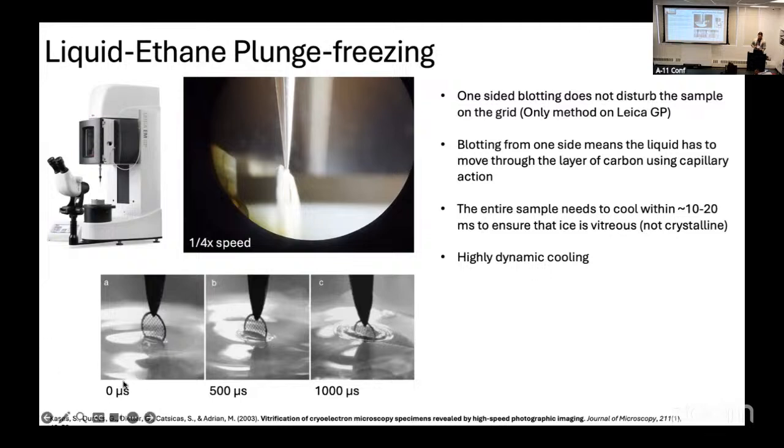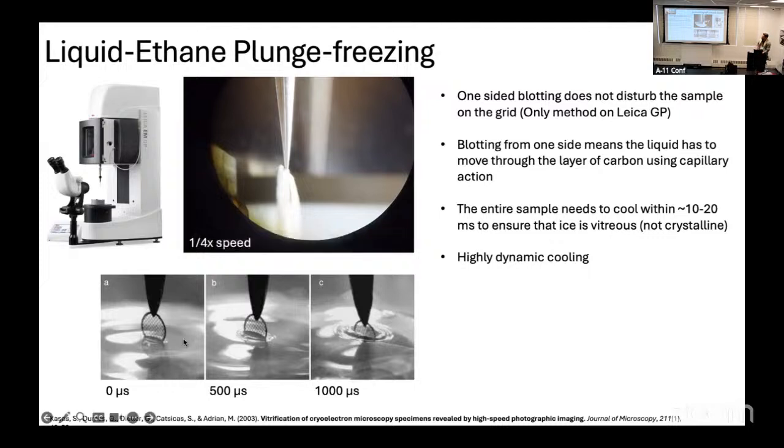But this is a paper that showed they just took a high-speed camera as they dipped a grid into liquid ethane. And it's very dynamic, the way that the grid first touches the ethane at one side, and then the ethane kind of goes up and then slams into the side. And during this whole time, there's cooling happening.